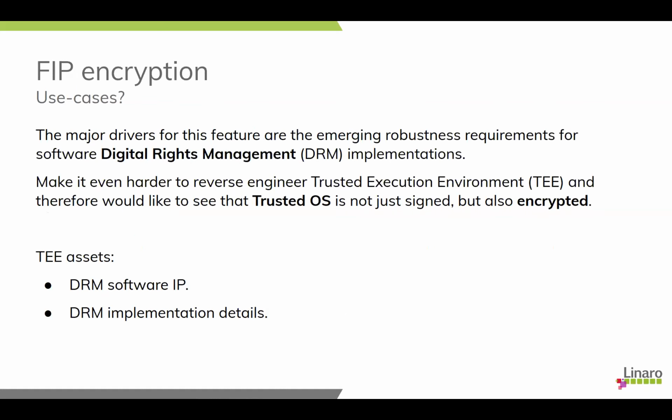Now, the use cases which are driving this FIP encryption feature. The major use cases are the software DRM robustness rules, which are driving the requirement for this feature, as they would like to make it harder for the trusted execution environment to be reverse engineered. Therefore, they would like to see that the trusted OS is not just signed, but encrypted as well. The assets they are trying to protect are the DRM software IP, as well as corresponding implementation details.